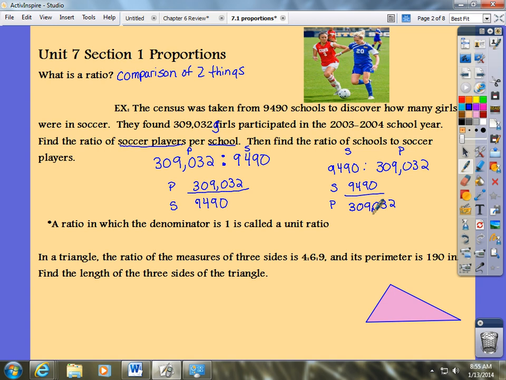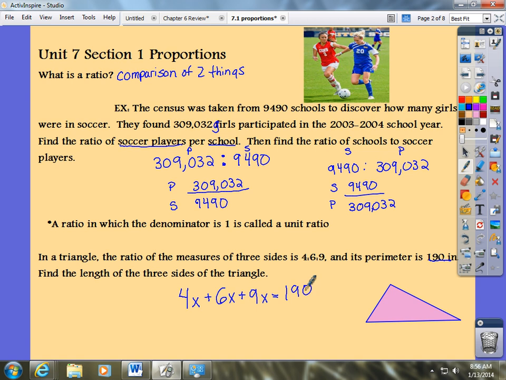In a triangle, the ratio of the measures of three sides is 4, 6, 9, and its perimeter is 190 inches. Find the length of the three sides of the triangle. You're going to be doing an awful lot of these, okay? And here's the thing. It gives you the total. So we know if we add them all up, we're going to get the total. Now, I know I have a ratio of 4, 6, 9, which means I have 4 times something plus 6 times something plus 9 times something, because I don't know what that is, but I know that when I add it all together, I'm going to have 190.